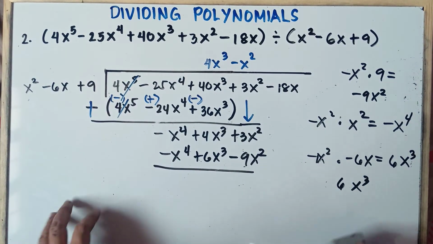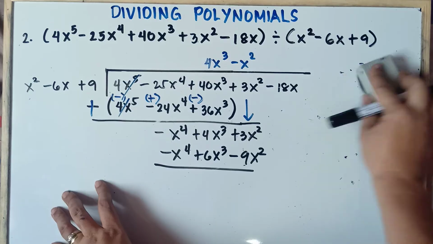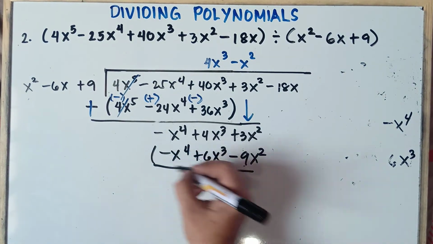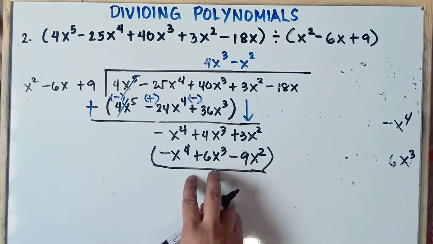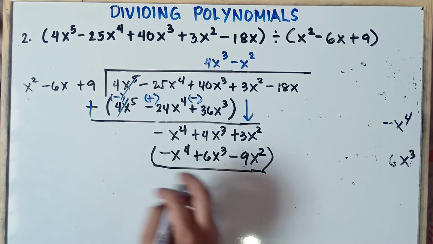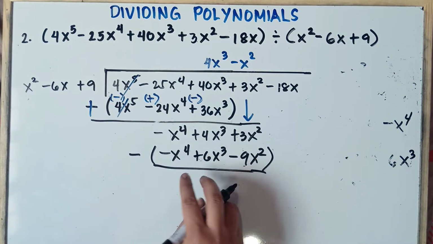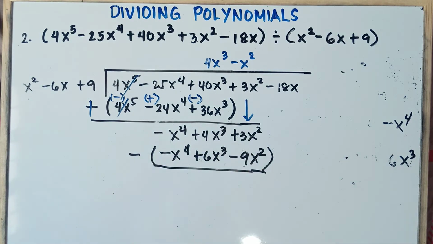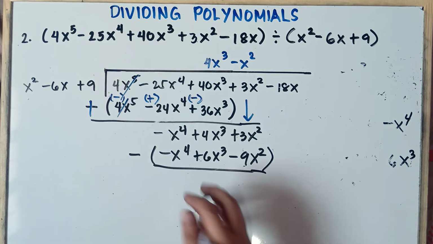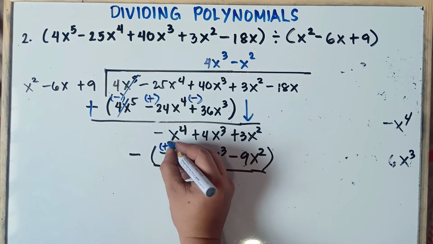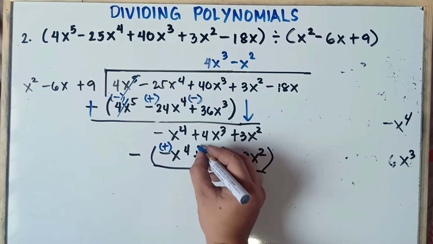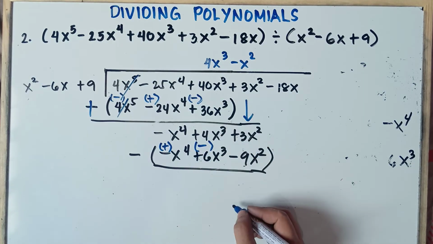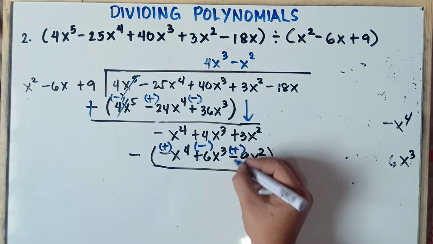Alright, so simple as that, class. Once again, class, you do it step by step. You put parentheses, and then you change the sign of the subtrahend, then you proceed to addition. So once again, this equation minus this equation, you put parentheses, and then we need to change the sign. So this is negative, this becomes positive. This is positive, this becomes negative. This is negative, this becomes positive.